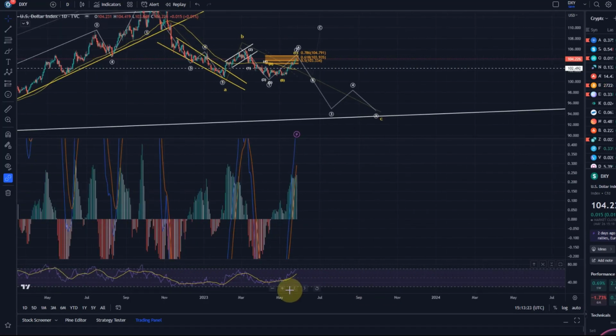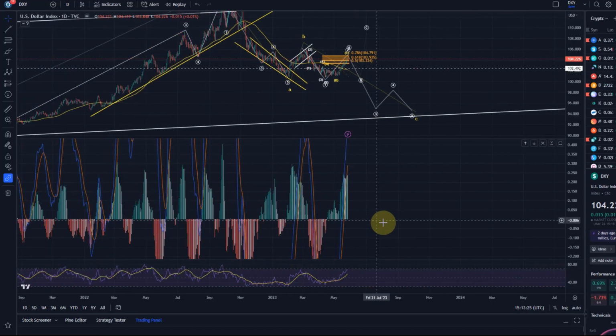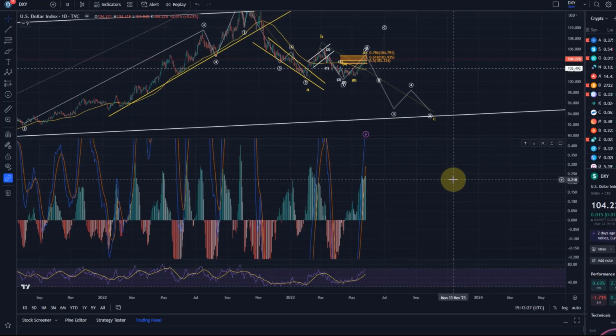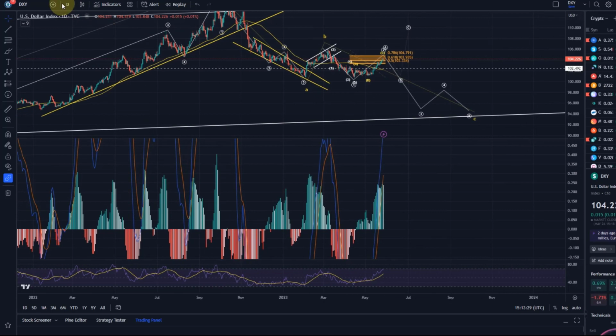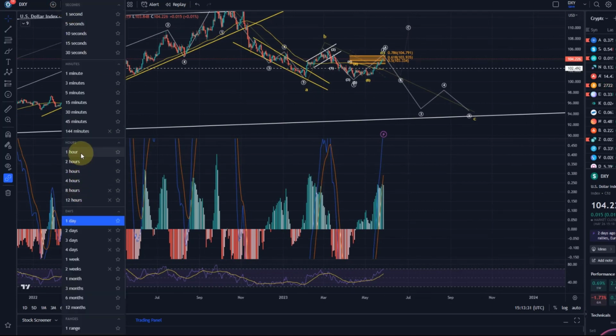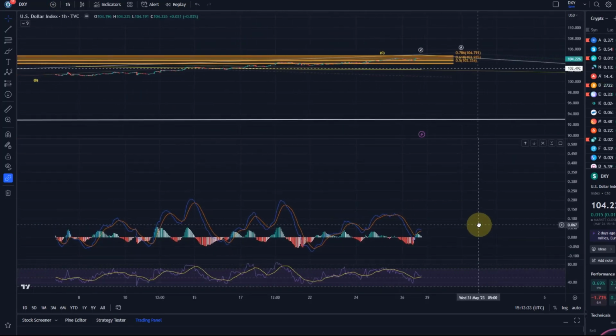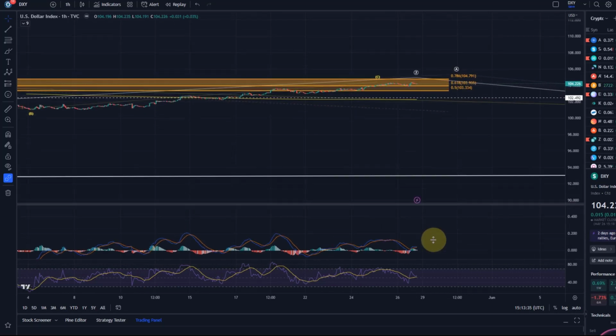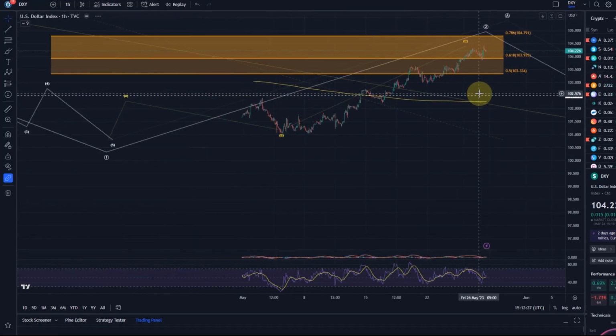On the daily it is nearly overbought as well, but there is no sign of a slowing down of momentum on the daily time frame. Just be aware that we are nearly there. We're nearly overbought. Hopefully that clears up some confusion you might have had.